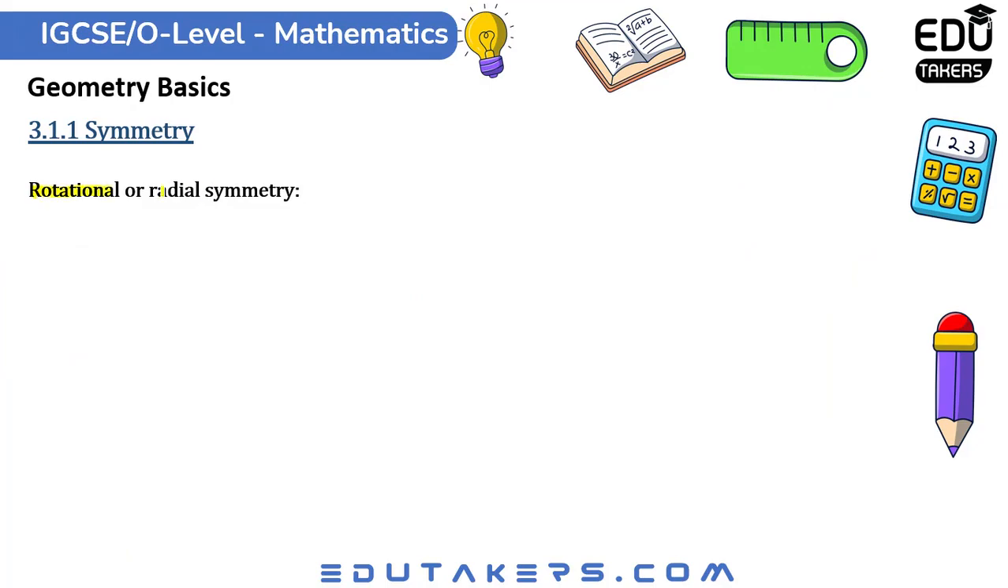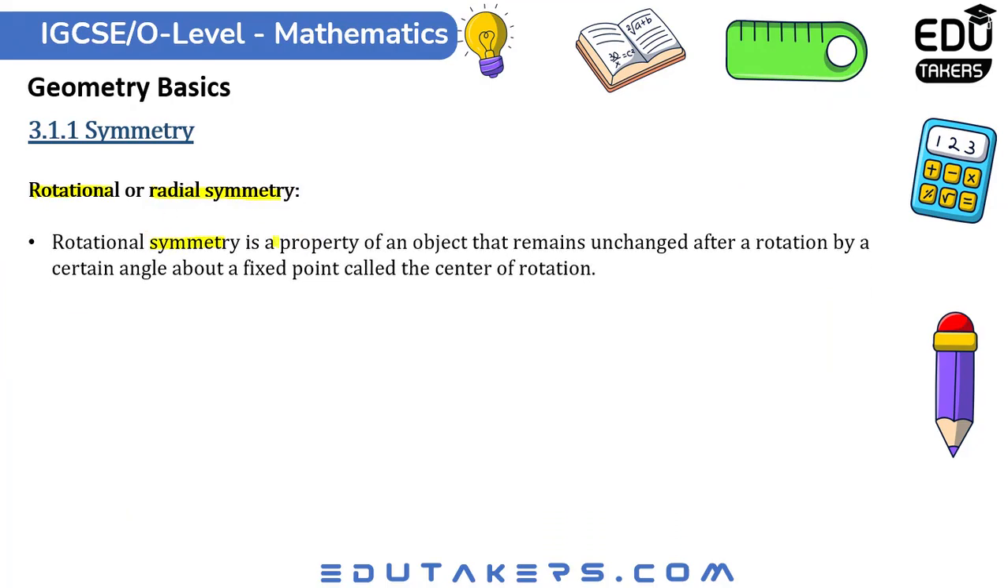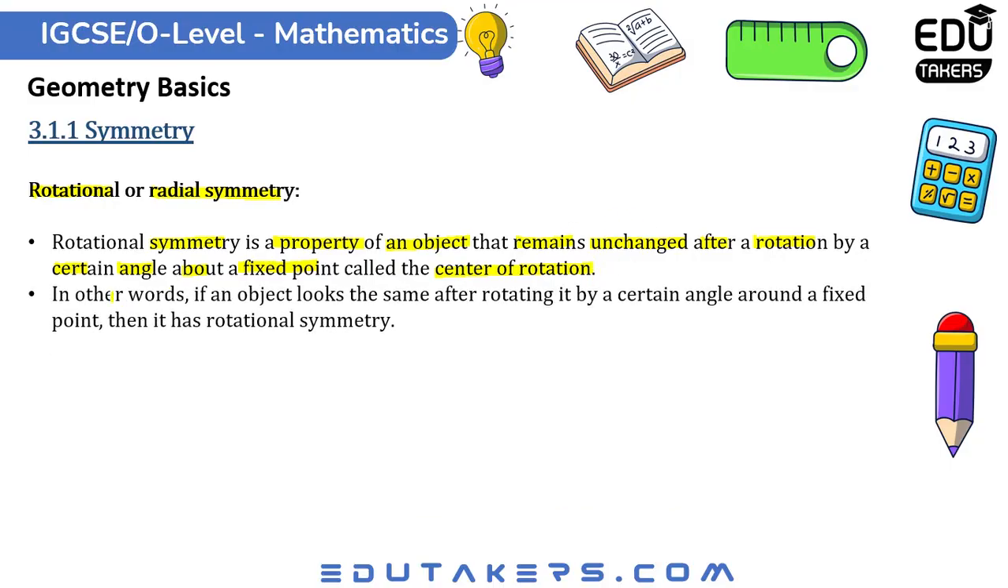Next is rotational or radial symmetry. Rotational symmetry is a property of an object that remains unchanged after a rotation by a certain angle about a fixed point called the center of rotation. In other words, if an object looks the same after rotating it by a certain angle around a fixed point, then it has rotational symmetry.